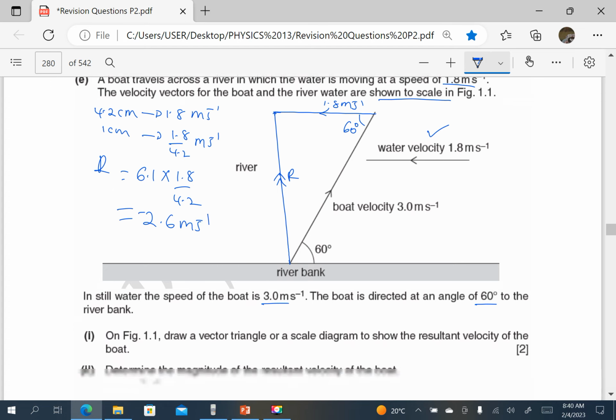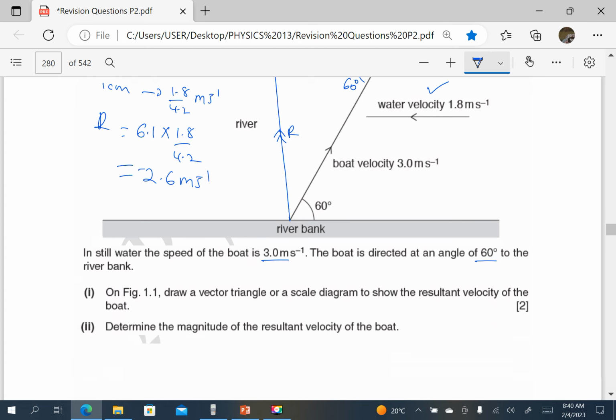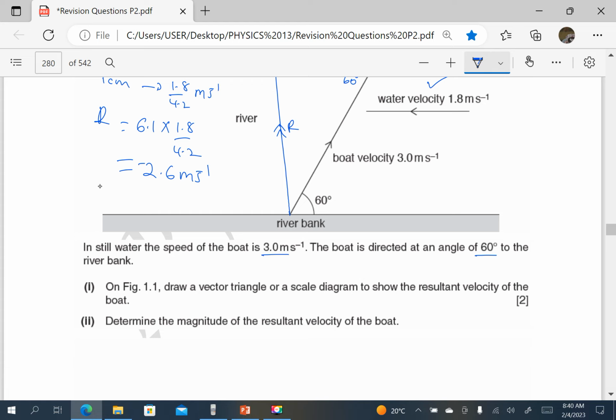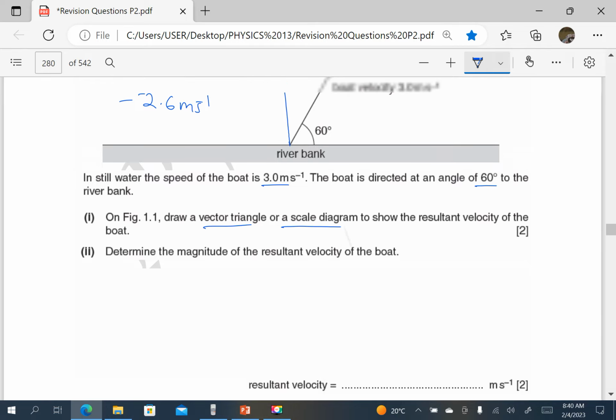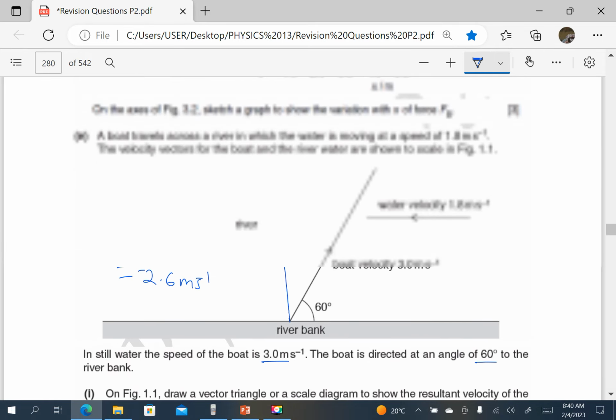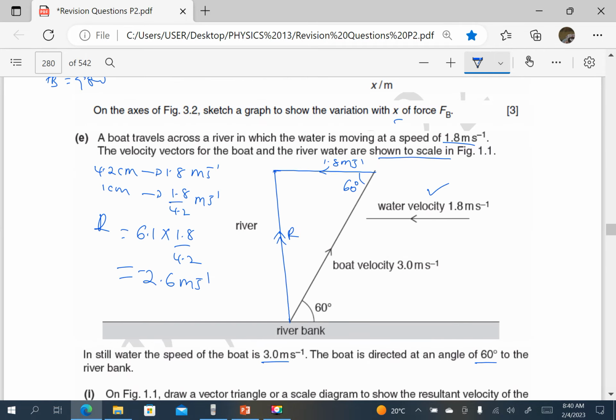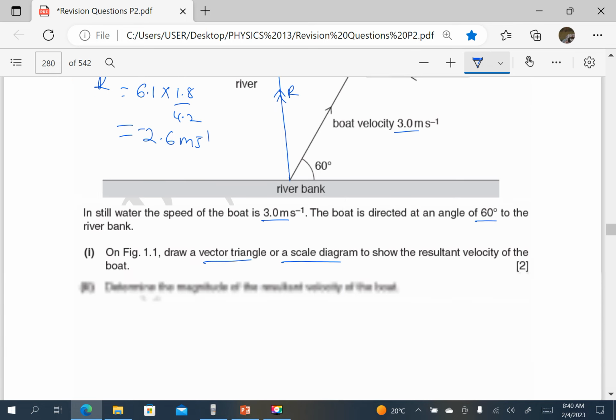Alternatively, we can use the cosine rule since they didn't suggest any method. However, they just told us to use the vector triangle or a scale diagram. For a vector triangle, I can use the cosine rule. So from the cosine rule, r squared is going to be equal to 3 squared plus 1.8 squared minus 2 cos of the product.